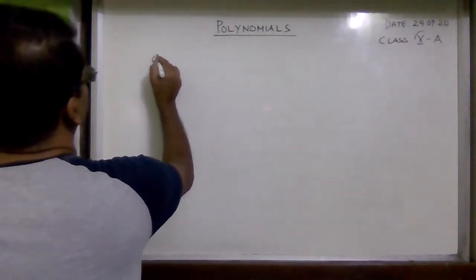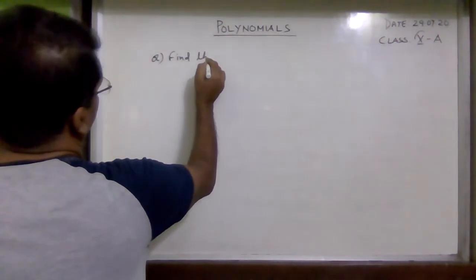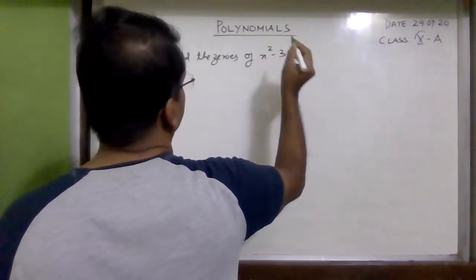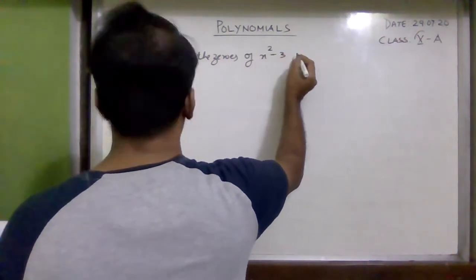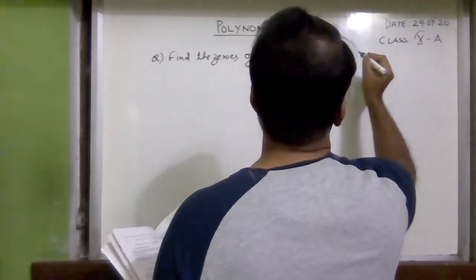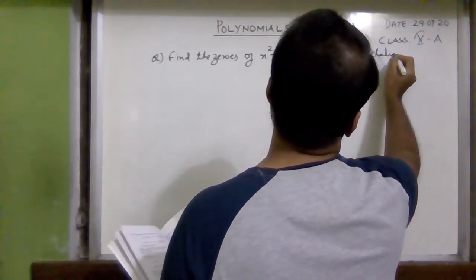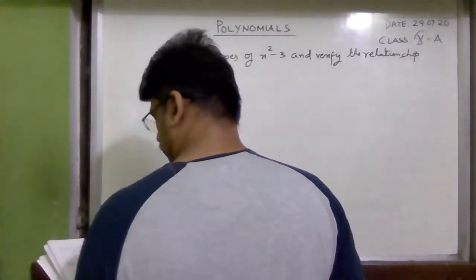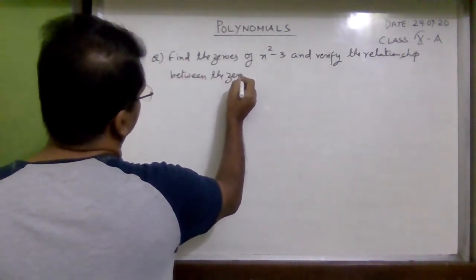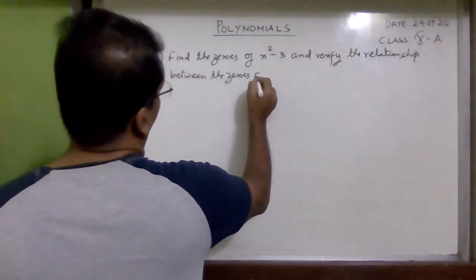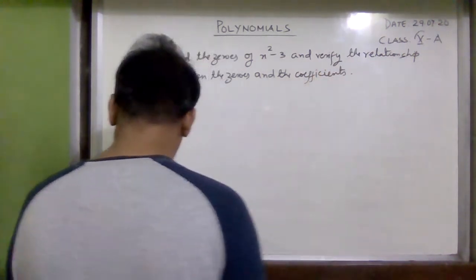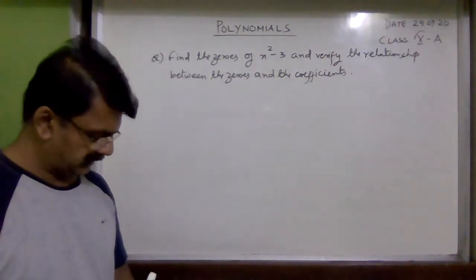Next question, find the zeros of x square minus 3 and verify the relationship between the zeros and the coefficients.